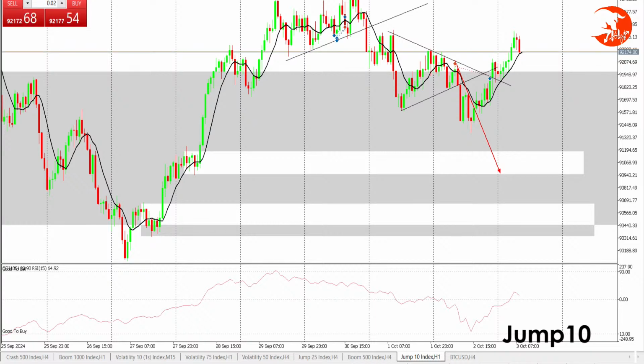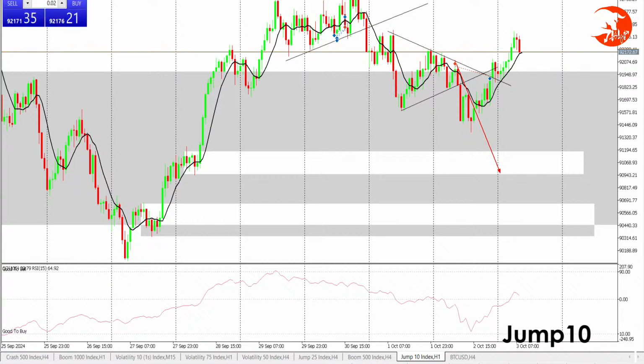This is the move I'm talking about. Oh, I had brought my SL into profits. Okay, I had forgotten about that. So this is where the sell entry was. This was capitalizing on this being a pennant, and it failed to reach that.